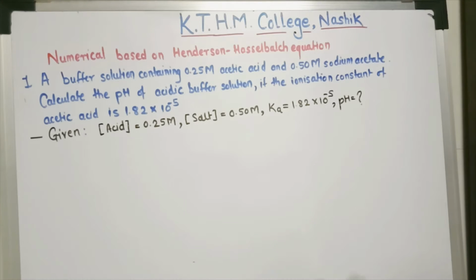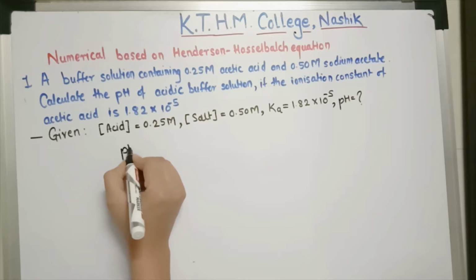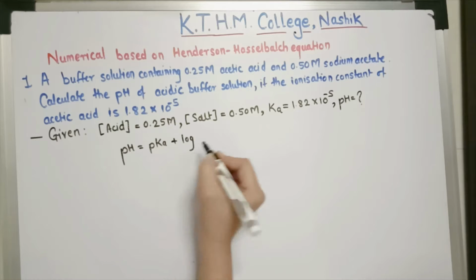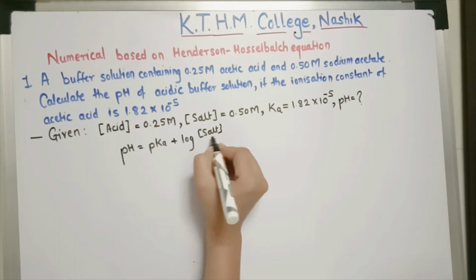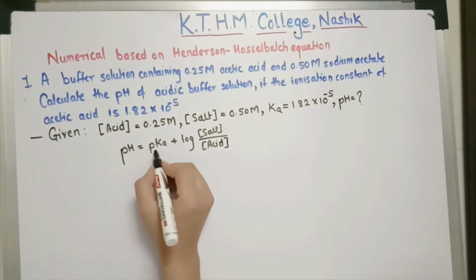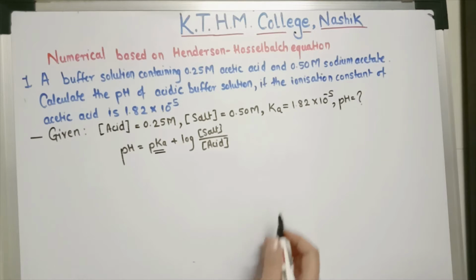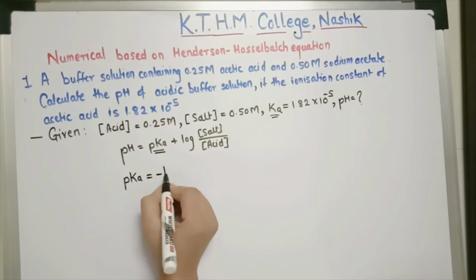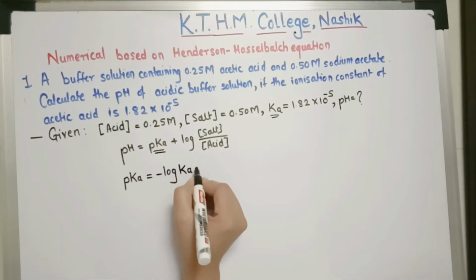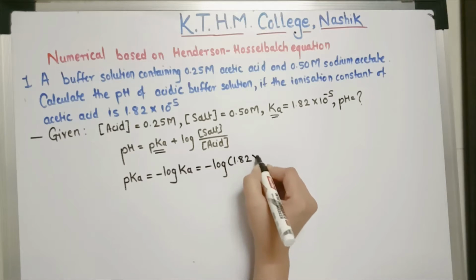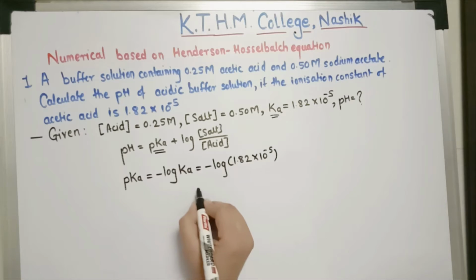We know the Henderson-Hasselbalch equation, that is pH is equal to pKa plus log of concentration of salt upon concentration of acid. But here in our question the value of Ka is given to us, not the value of pKa. We know that pKa is equal to minus log of Ka. So now minus log of 1.82 into 10 raised to minus 5 we have to find.